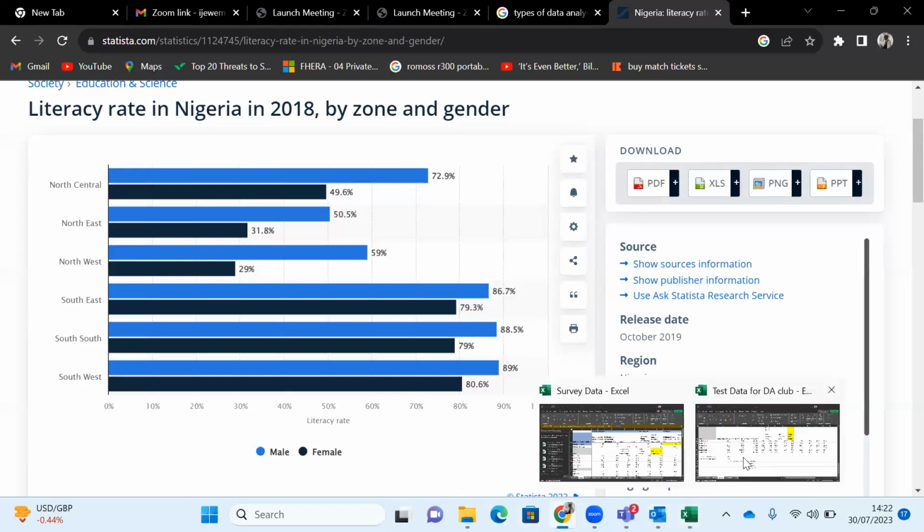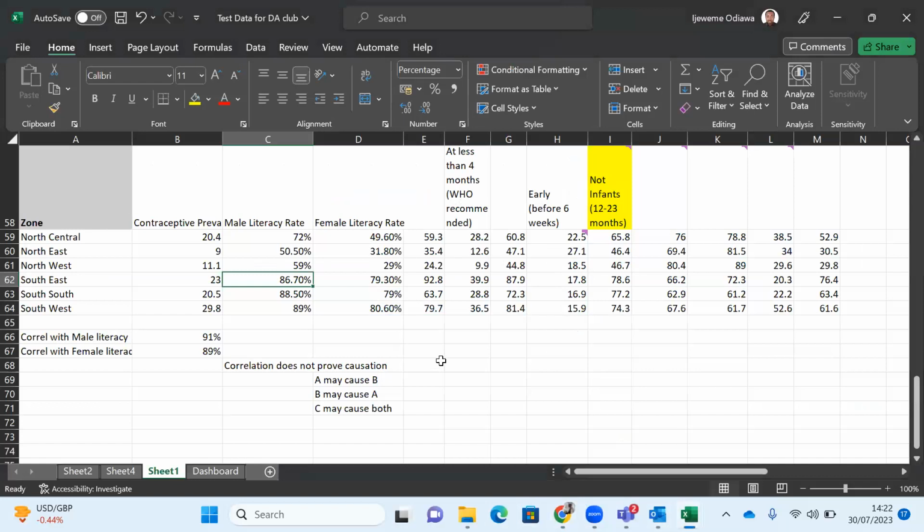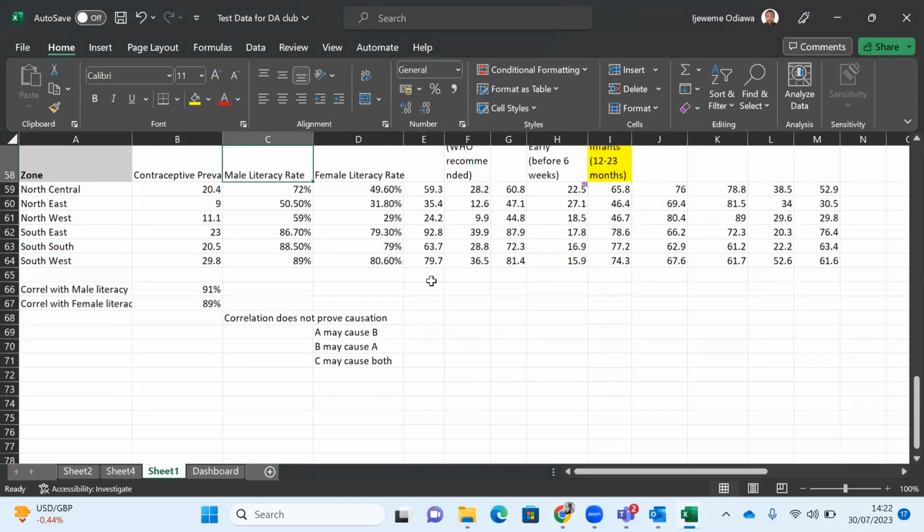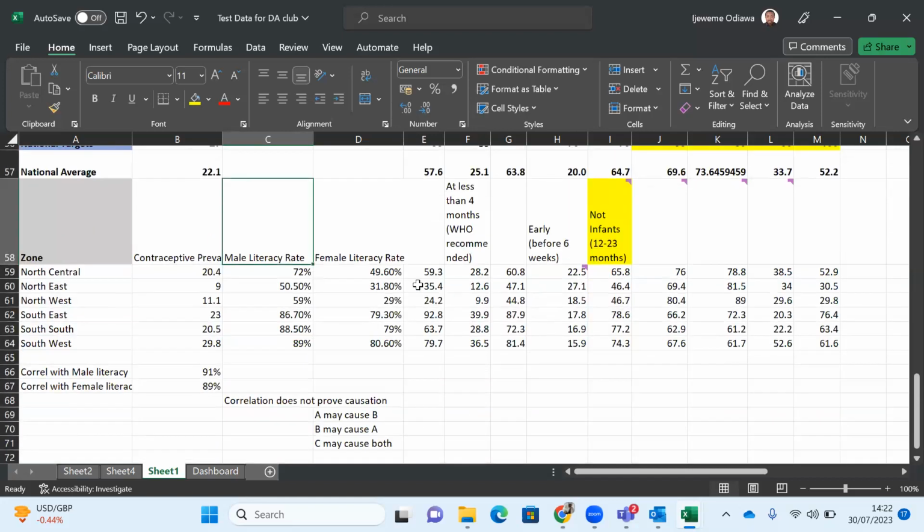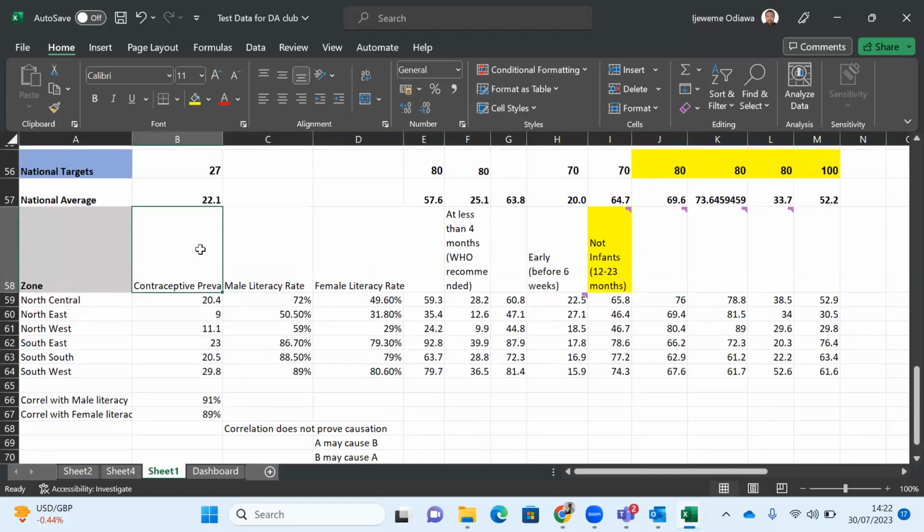Data scientists are not always in a hurry to beat their chest and say this is causing this, but there are actually rules. One of them is that it must make logical sense for B to cause A. It does not make logical sense that contraception will cause male literacy, but it can make logical sense that male literacy can cause contraception prevalence. But that's another conversation. Let's just move on to regression. We don't build a house on this one.